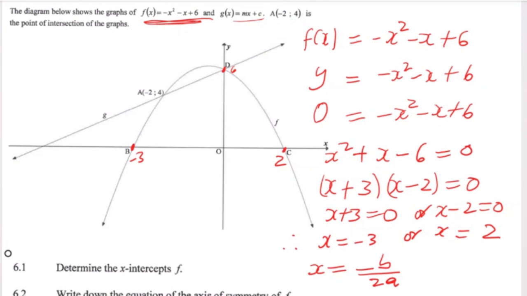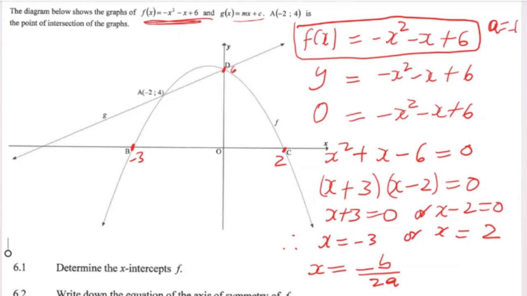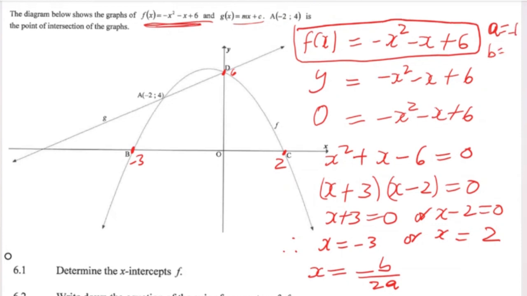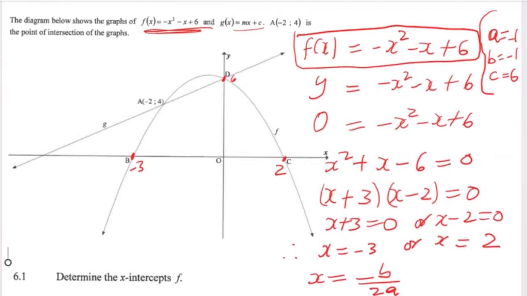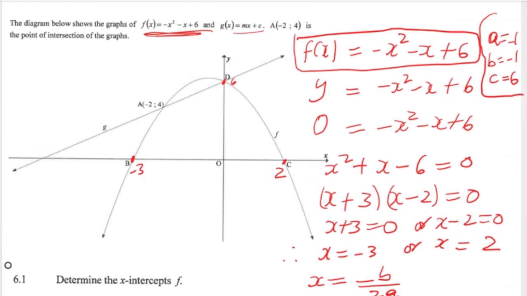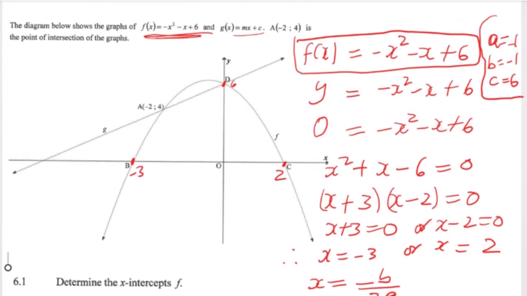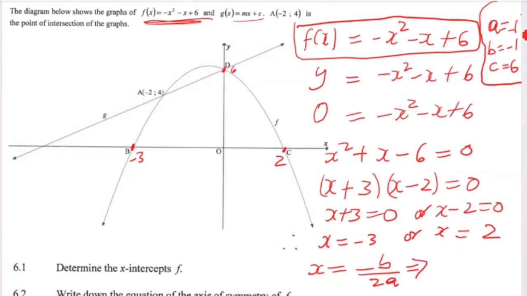We know from here, this is the equation that you are working with, your original equation. Here we know that our A is equal to -1, our B is equal to -1, our C is equal to 6. So now you take that and substitute here. So this implies that your x is minus -1 divided by 2 times your A, which is -1. So this is going to be equal to 1 over -2.